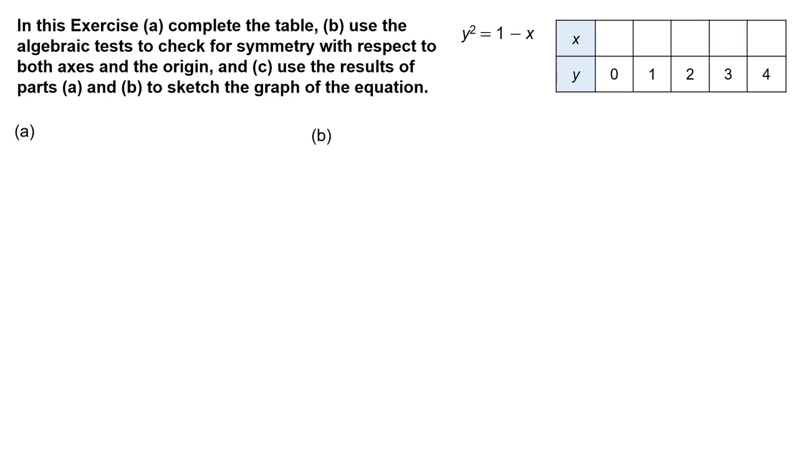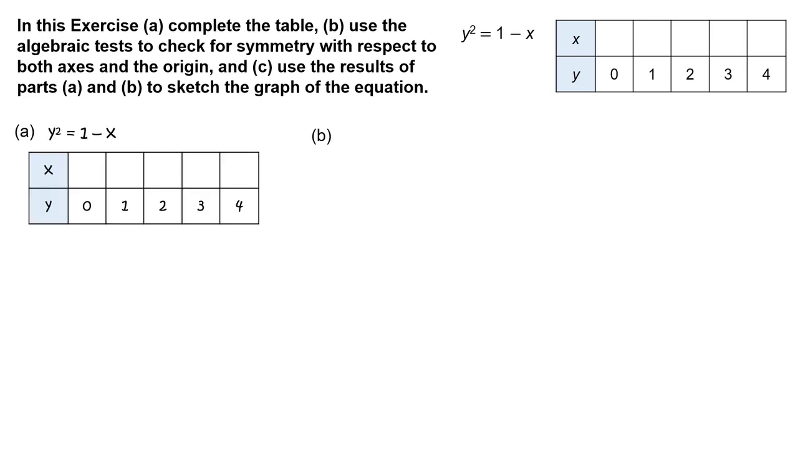In this exercise, Part A, complete the table. Part B, use the algebraic test to check for symmetry with respect to both axes and the origin. And Part C, use the results of parts A and B to sketch the graph of the equation. The equation is y squared equals 1 minus x.